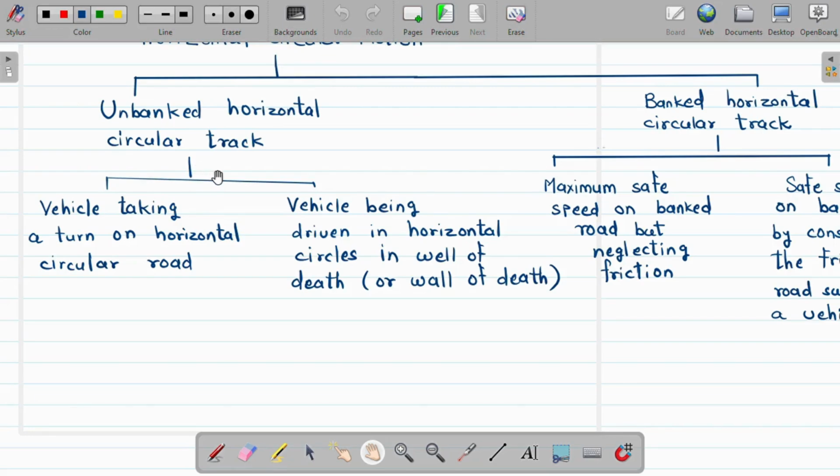Again I divide it into two parts. The first contains the derivation for a vehicle taking a turn on a horizontal circular road, and the second part includes a vehicle being driven in a horizontal circle in a well of death, or sometimes it is asked as being driven on a wall of death.